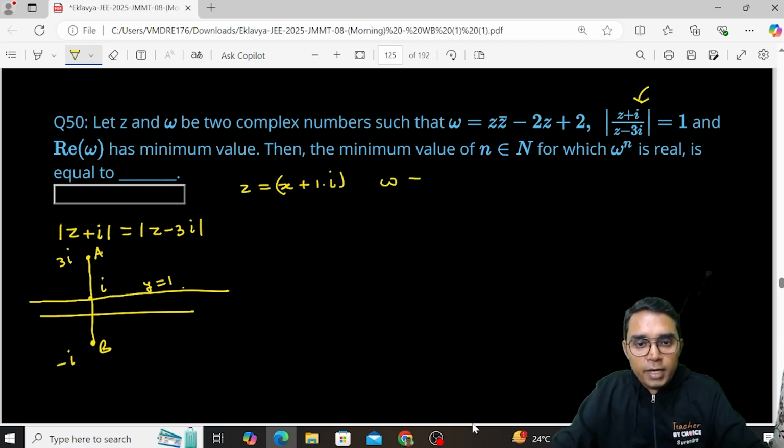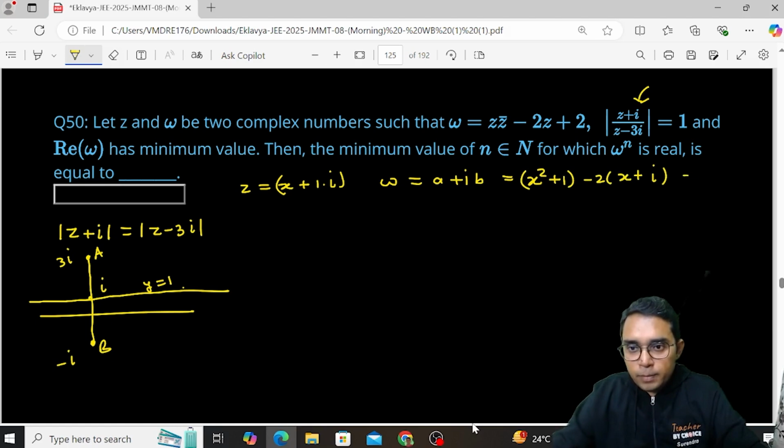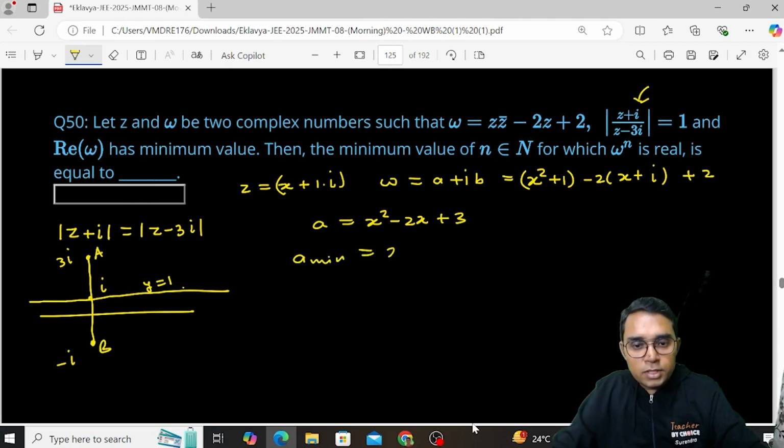Now for omega, if I take this to be equal to a plus iota b, this is equal to z bar. That means it will be x square plus 1 minus 2 into x plus iota plus 2. Okay. So from this we get a, that is the real part of omega, to be equal to x square minus 2x plus 3. Okay, minimum value of real part of omega, actually it has a minimum value which is possible if x is equal to 1, and then it will be just equal to 2 at x is equal to 1. It's a quadratic, upward parabola; at x is equal to 1, it will have minimum value.